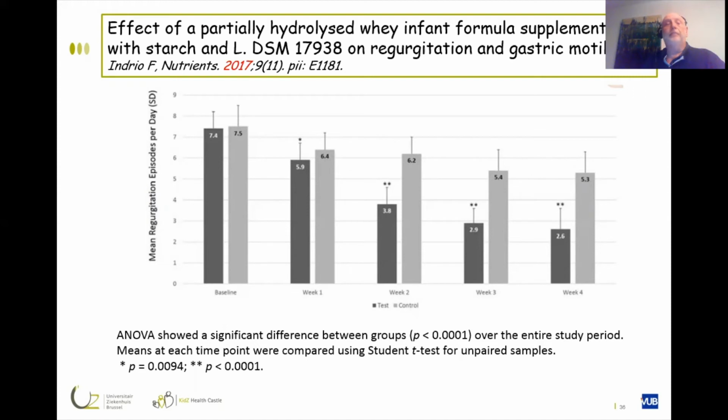These data from Italy, from Flavia Indrio, suggest that the effect of a partially hydrolyzed whey infant formula supplemented with starch and a probiotic on regurgitation and gastric motility is significant. And whether that is due to the probiotic or the hydrolysate is not very clear, but it's clear that in the group that was fed with the probiotic and the hydrolysate, gastric emptying was much faster.